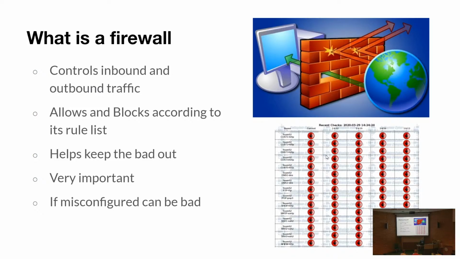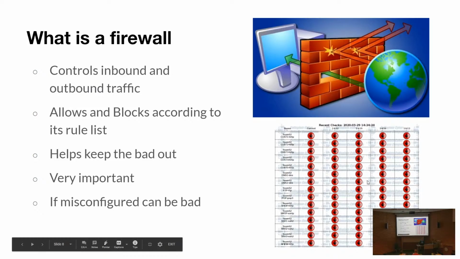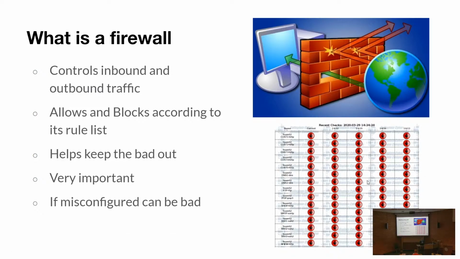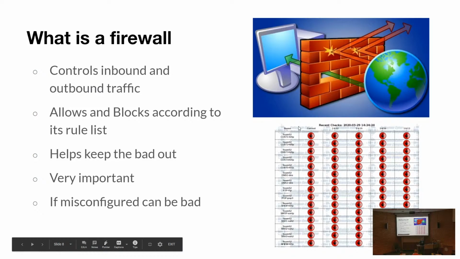So right here, this is a screenshot of our scoring board from CCDC last year at Nationals, and we had some problems with our firewall and ended up accidentally blocking the scoring engine. So everything was down, all red. Red is bad.